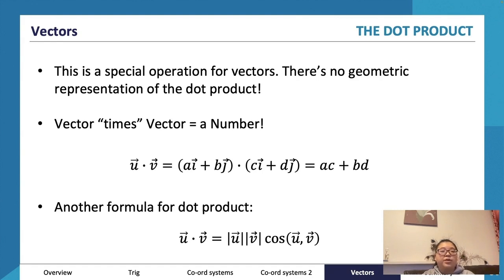So it's a special operation for vectors, and there's no geometric representation of the dot product. So the vector times a vector gives you a number. So essentially it's those two times together. Another formula that you can use for it is this one, and why it's really handy to have both formulas is just like when we were doing our cosine and sine rules and all that kind of stuff. What this actually allows you to do is find out what the angle is as well, because you have two rules, and if you can times them together, you could get the angle. Or if you have the angle and the magnitudes, that's also another way to find it.